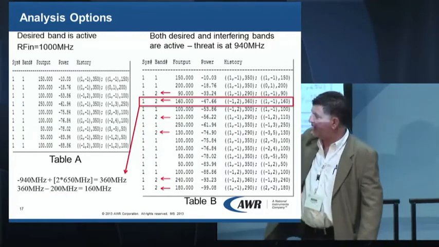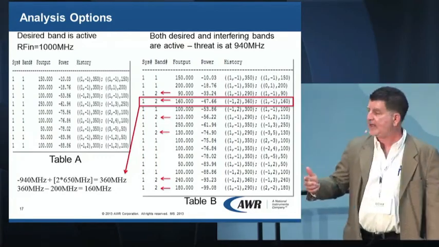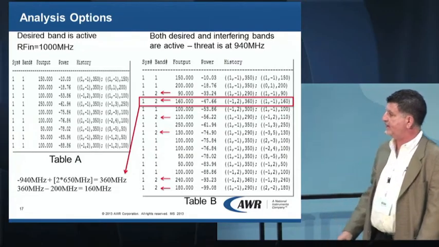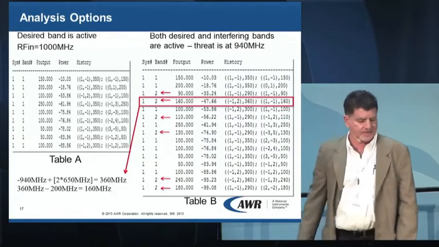Well, there's the mathematics: minus 940 megahertz plus 2 times 650 megahertz. The origin is illustrated there, 160 megahertz. What caused that signal to be generated?